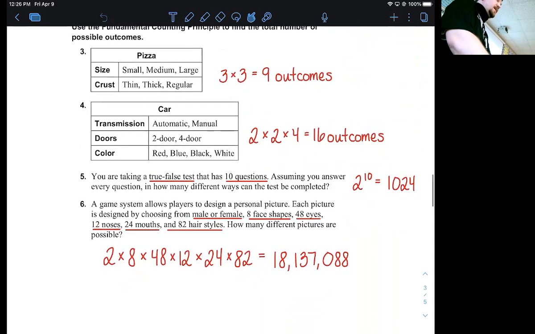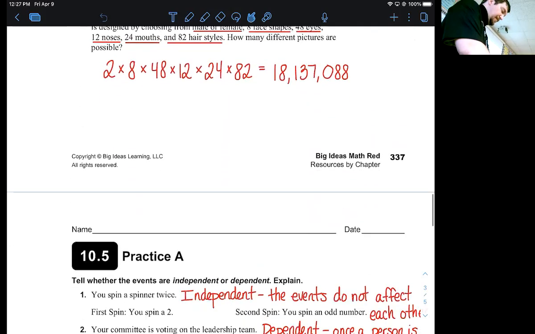Number 5 was not 2 times 10 to get 20. It was 2 times itself 10 times, because there were 10 questions, and 2 to the 10th power, or 2 times 2 times 2 times 2, 10 of them, is 1024. Number 6, when you do the male female choice, face shapes, eyes, noses, mouths, hairstyles, you should have gotten 18,137,088. Questions on the front page? Okay, flip it over to the back page.